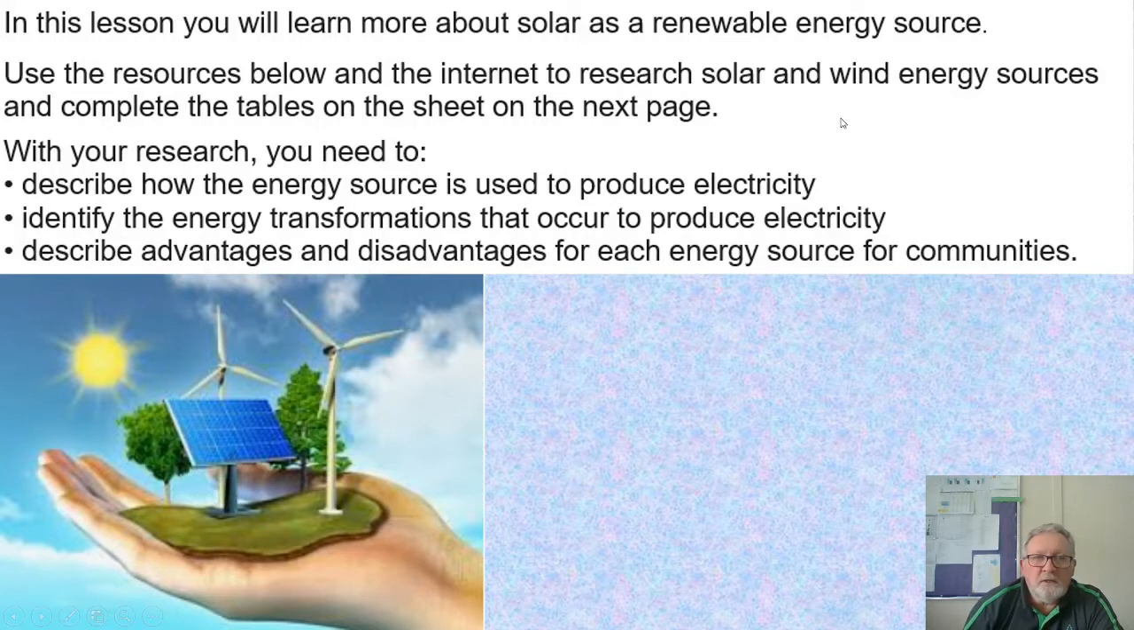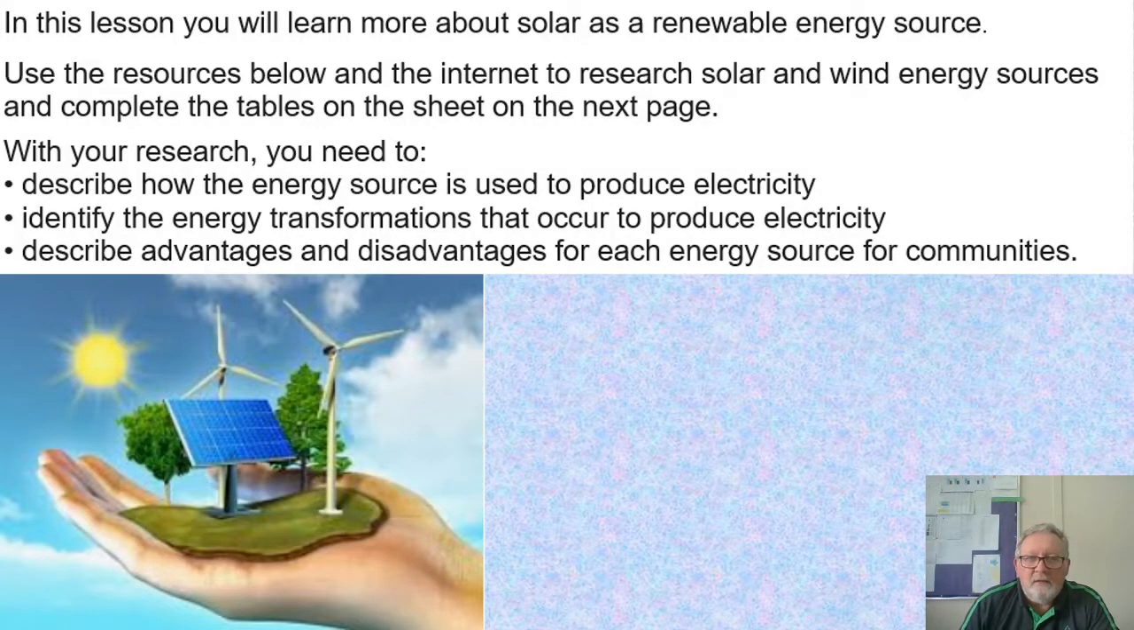So in your worksheets there are tables to complete, and the table has 4 different questions or 4 different sections. And in your research you'll need to do these 3 things. Firstly, describe how the energy source is used to produce electricity. Identify the energy transformations that occur to produce electricity, and describe advantages and disadvantages for each type or each source for various communities.